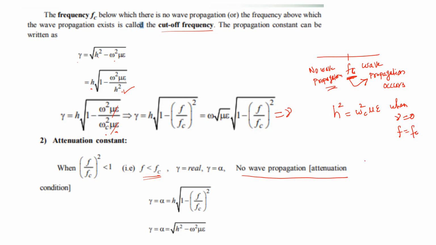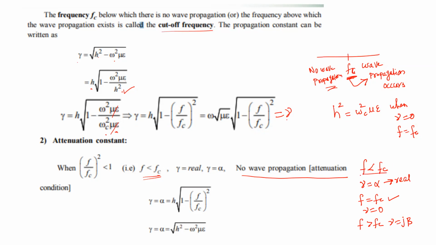As we told earlier, for small frequencies, that is when f is less than fc, gamma becomes equal to alpha and it will be real. When f is equal to fc, gamma will be equal to 0. When f becomes greater than fc, gamma will be purely imaginary and wave propagation takes place. So now we are going to consider the second case. We have completed the case of f is equal to fc, gamma is equal to 0, and we have determined the value of the propagation constant gamma for it.